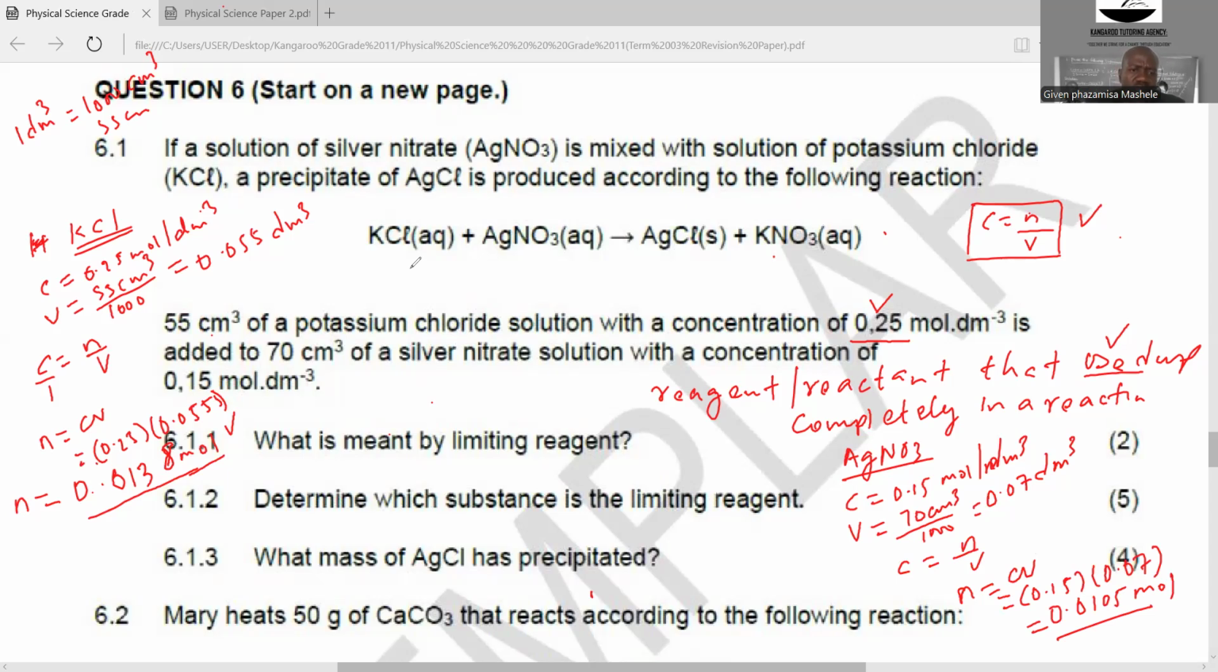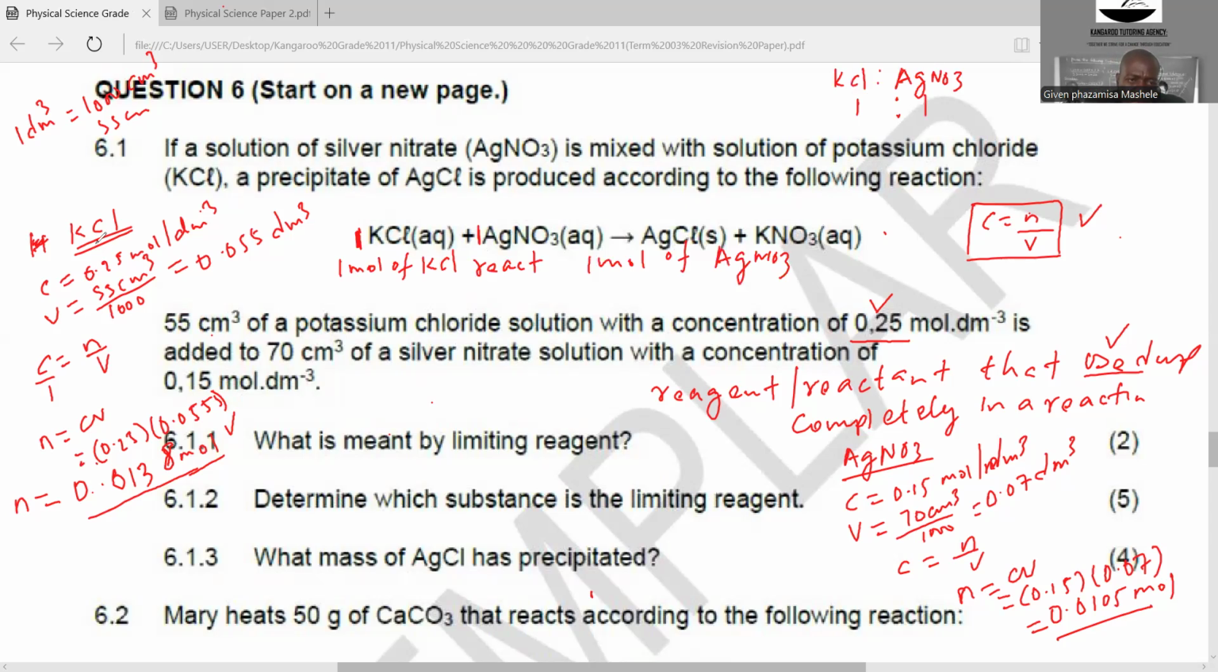We want to know which one is in excess and which one will be the limiting. To do that, we will go to our reaction. By looking at the reaction, this one has a mole ratio of 1 and this one has a mole ratio of 1. What does it mean? It means 1 mole of potassium chloride will react with 1 mole of silver nitrate in the reaction. And what does this mean? If we compare potassium chloride and silver nitrate, in terms of ratio, it will be 1:1.